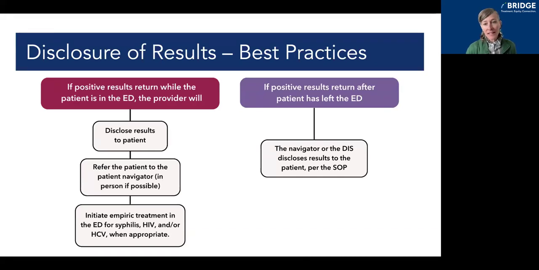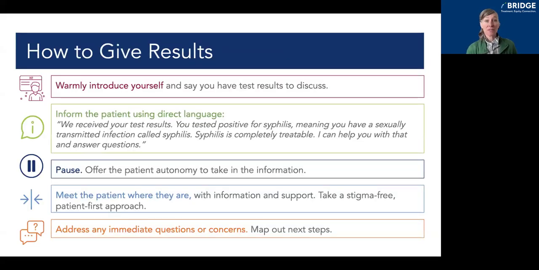So in the next slide, I want to just share some steps to get results. So this might be brand new for some of you. Perhaps it's new for these types of infections. Start off, warmly introduce yourself and say that you have test results to discuss. Inform the patient using direct language. So, Cynthia, we received your test results. You tested positive for syphilis, meaning you have a sexually transmitted infection called syphilis. Syphilis is completely treatable. I'm here to help you with that and answer your questions.